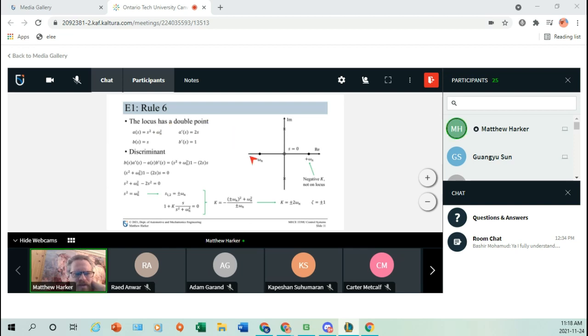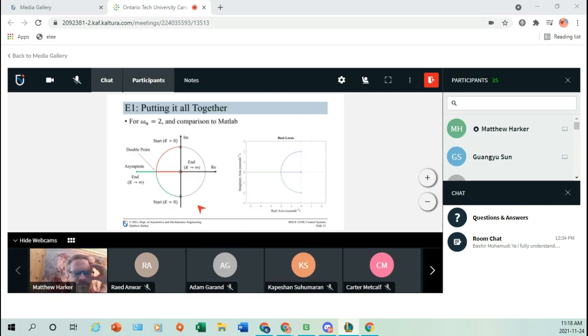Good. Rule 6, we had a double point, which we knew. We basically had two solutions to this discriminant equation. One was here, one was here. Basically, one is on our locus because we're only looking at positive zeta values, which are essentially positive k values. The negative branch will show up as a double point, but it's not interesting to us for our real life systems. Good, okay, so I think this is where we ended.